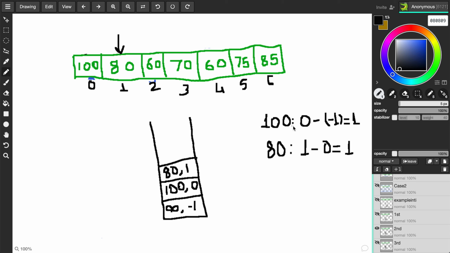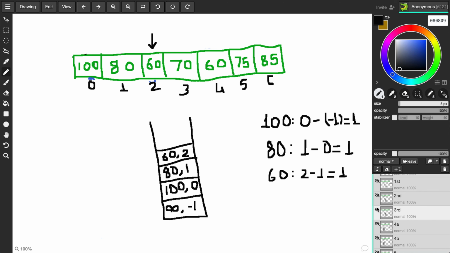So we are going to get the answer for this one as the current index minus the top element index, which is 1. So we'll get 1 as the answer for this one. Now we will move on to the next element, 60. 60 would also give us 1 with a similar reason.